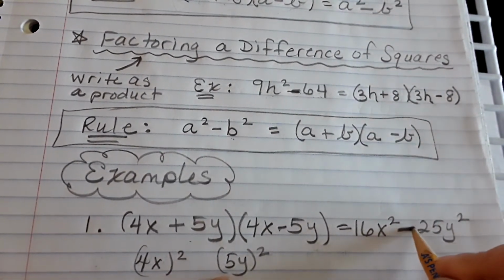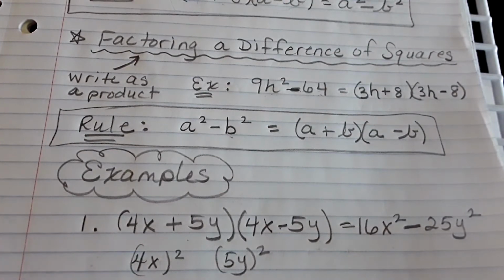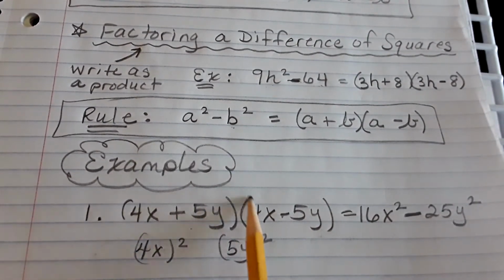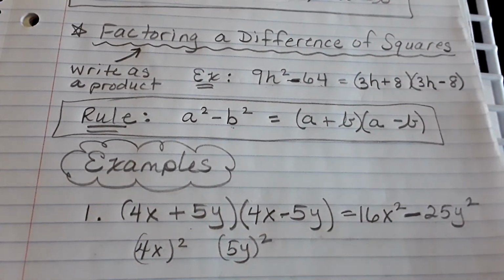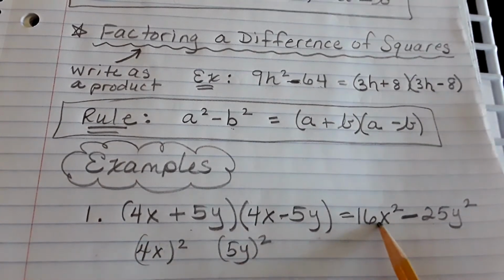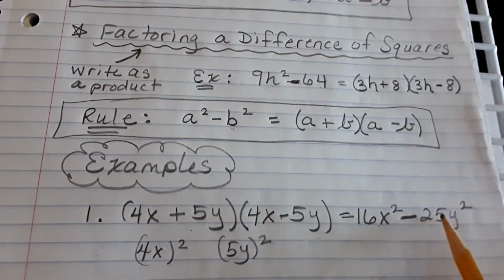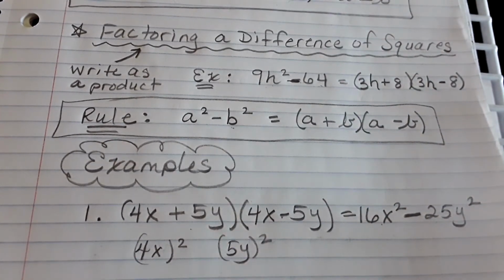There will be a minus in between. If you were to take all the steps to FOIL that out, your two middle terms would cancel out. So we're going straight to the first and last, because with conjugates, outers and inners are going to cancel each other out. But again, when in doubt, FOIL it out.